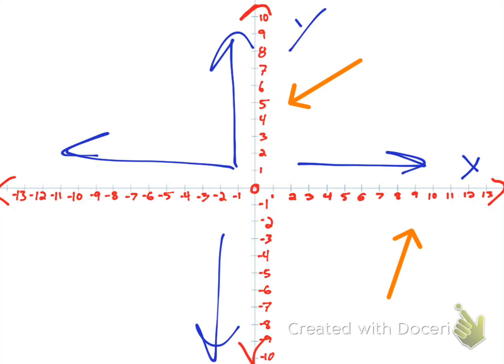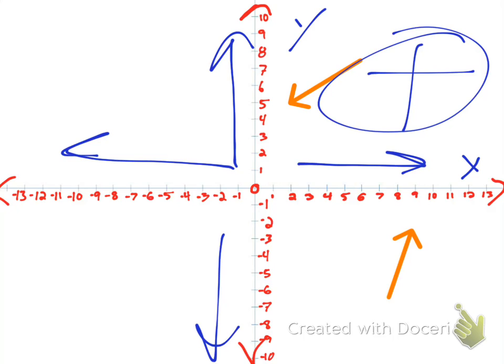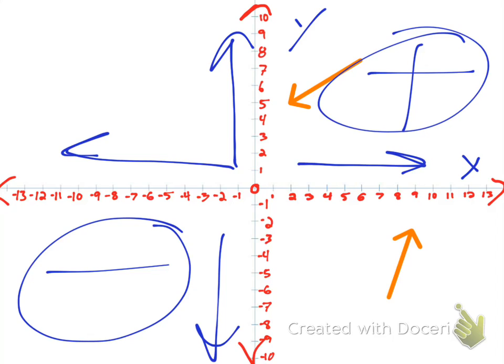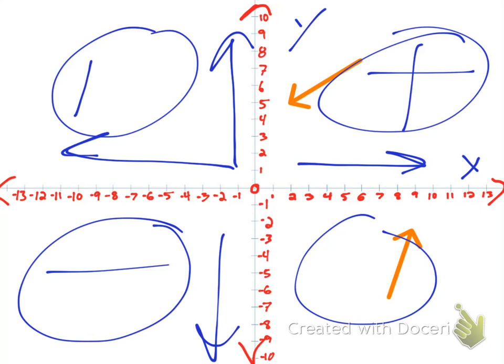So if you look at the quadrants, the first quadrant is all positives. The third quadrant is all negatives. The second and the fourth are positive and negatives. Just some things you need to remember. Alright, let's go on. Oh wait, let's go do an ordered pair.